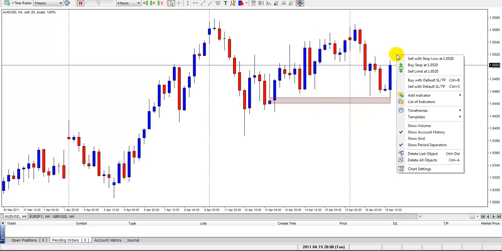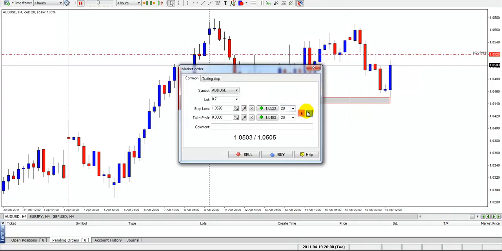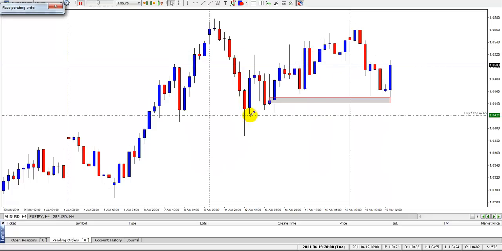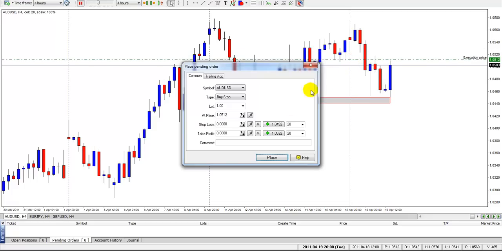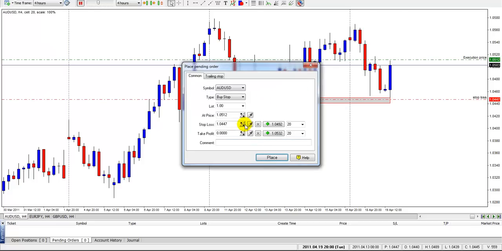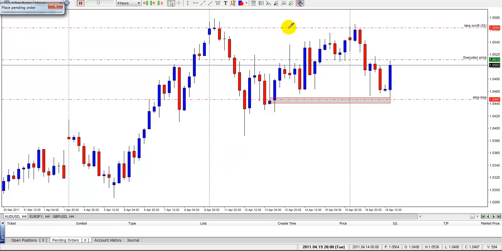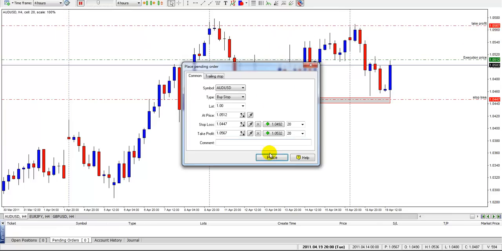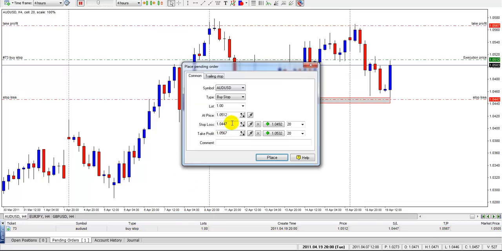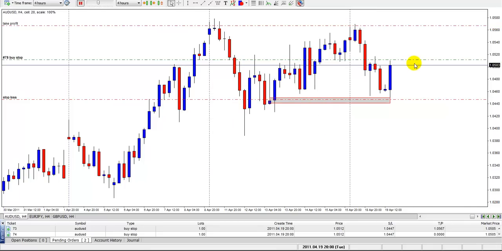So this is what I would call an absolutely perfect setup. Oops, I don't want a market order. I want to buy stop above the high here, right there, and I want my stop loss down below the low. And I want to take profit up here at these recent highs. Okay? Now I'm going to duplicate that order, and I'm going to leave the take profit open. Same stop loss, same entry.